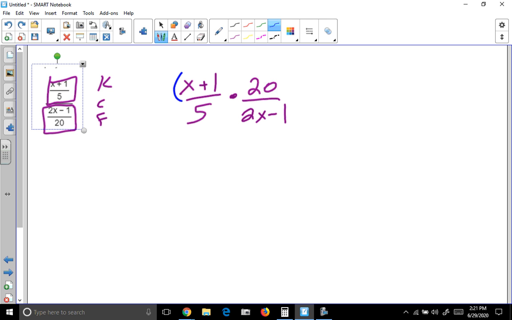So we have x plus 1 over 5 times 20 over 2x minus 1. So we can reduce. 5 goes into 5 once. 5 goes into 20 four times.